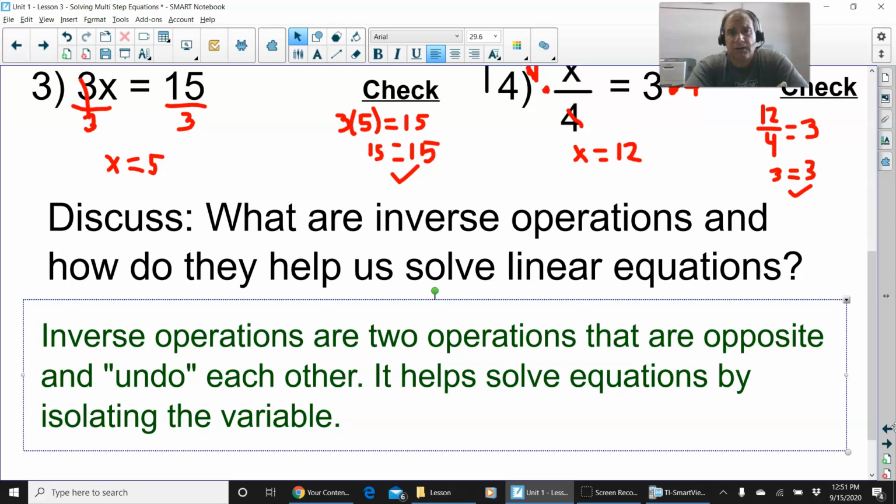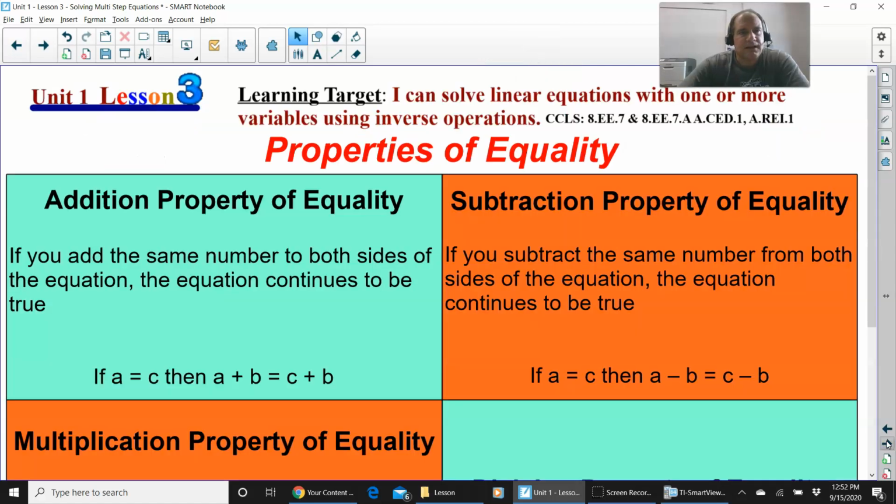Inverse operations are two operations that are opposites of each other, and they undo each other. And when we're saying undo, that means if you have addition, you subtract that same amount, it equals 0, they cancel out. So they undo each other. Multiplication and division undo each other. So it helps solve an equation by eventually isolating the variable. So if you do all of the inverse operations, you will eventually isolate the variable and get what that variable is as a number. And that is it. Hopefully you got that and that helped you out.